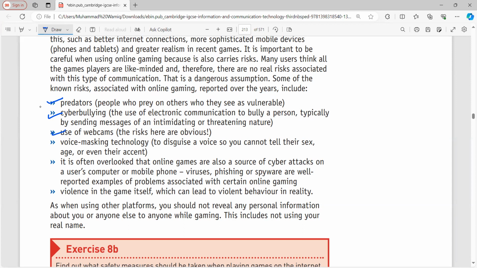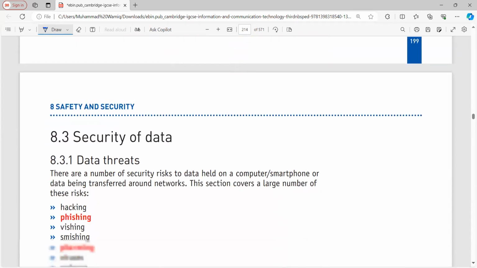Use of a webcam is never ever allowed in gaming because this might give threats to you. With voice masking technology, people might disguise themselves. One of the sources of cyber attacks is gaming as well, because many games already include viruses, phishing, and spyware software, and the violence in the game itself can lead to violent behavior as well. So these are some of the dangers included in this. You should be preventing yourself from these.